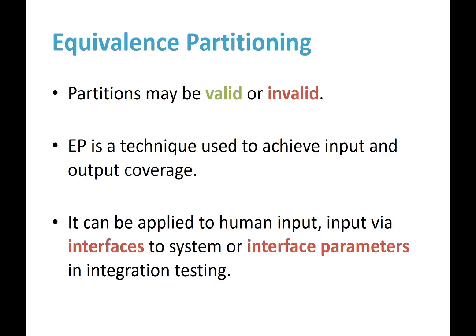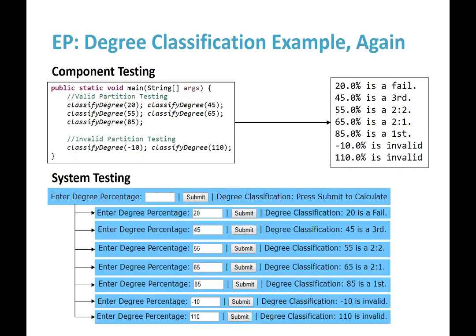And it can be applied to a number of different input types, such as human input, or we can have different parameters. Again, exactly the nature of the values and how these values are entered will depend on the level of testing currently being carried out. Here we have another example. We're back to the degree classification. We can do equivalence partitioning in different system types.